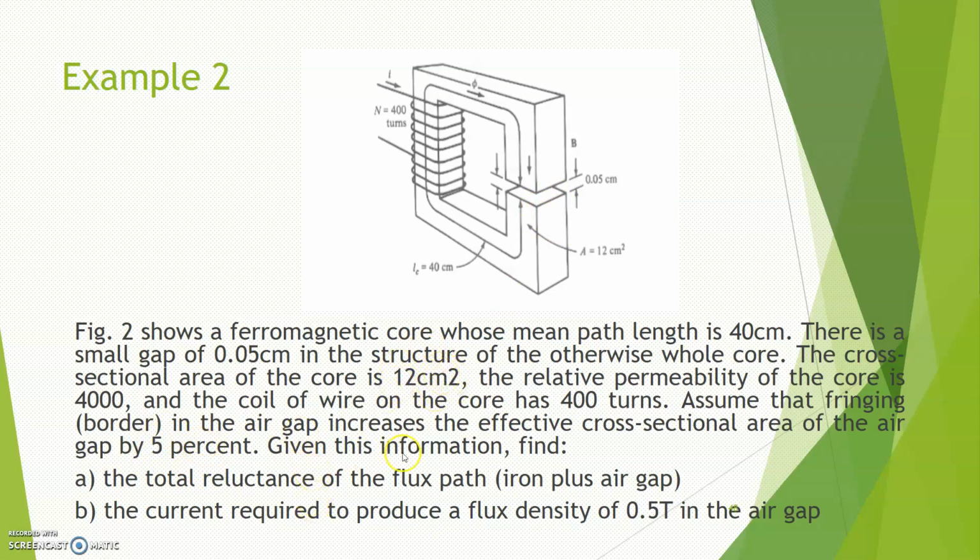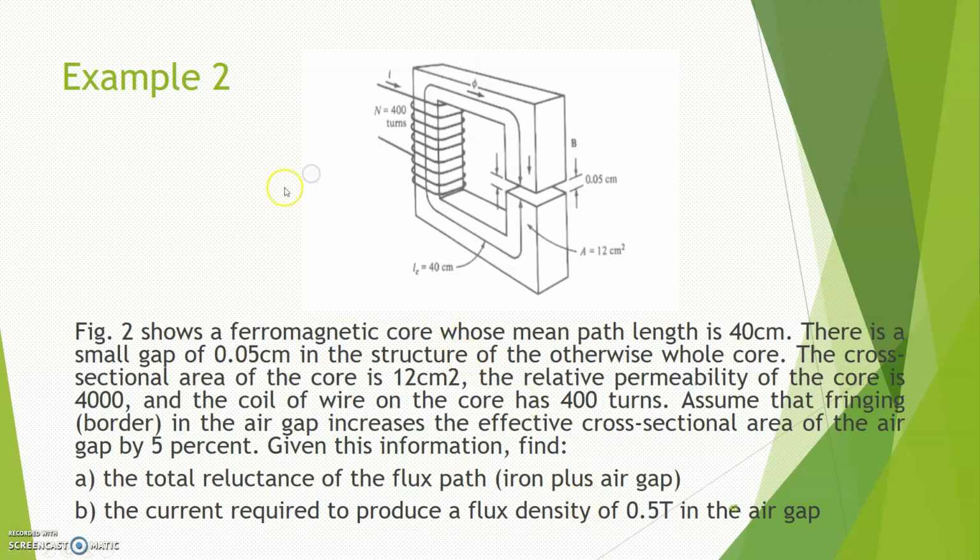Okay, given this information, you need to find, number A, the total reluctance of the flux path. Okay, iron plus air gap, meaning that you need to find the reluctance of iron plus the reluctance of air gap. Okay, and then B, you need to find the current required to produce a flux density of 0.5 Tesla in the air gap. So meaning that you need to find how much I is required in order to produce a flux density of 0.5 Tesla. So this is your B, right?